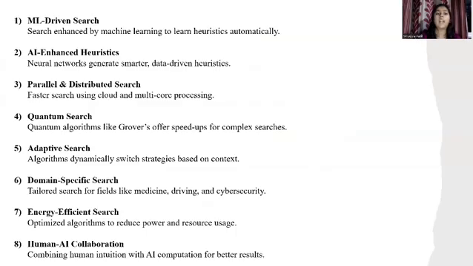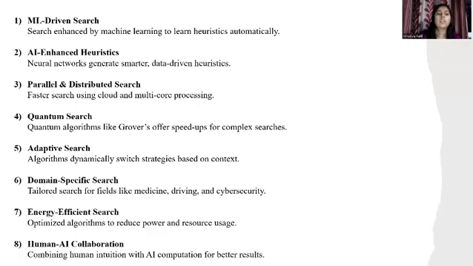Third one is parallel and distributed search. Faster search using clouds and multi-core processing. Quantum search. Quantum algorithms like Grover's offer speedups for complex searches. Fifth one is adaptive search. Algorithms dynamically switch strategy based on context.